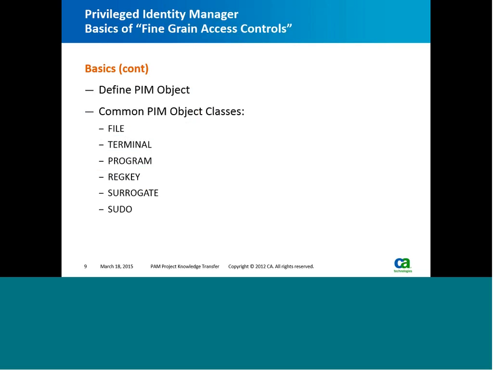When you're defining a PIM object, we have to utilize what we call an object class. So the common object classes within PIM are file, terminal, program, reg key, surrogate, and sudo. For those of you that don't know, we do have our own version of sudo within the solution itself. The important thing about this is that we're not leveraging the Etsy sudoers file or some other sudo files that are located on the server.